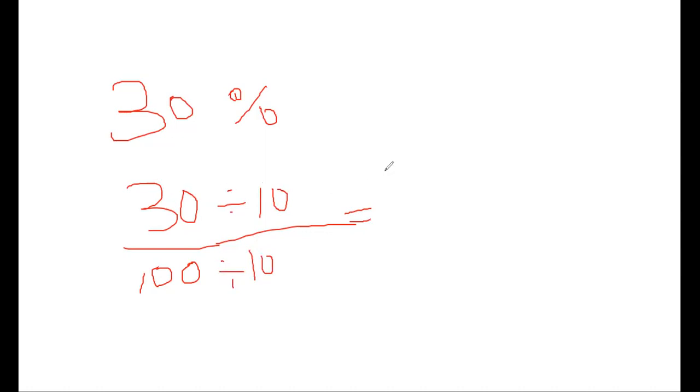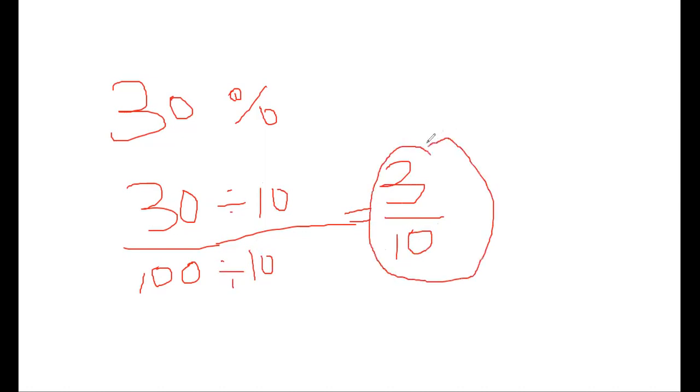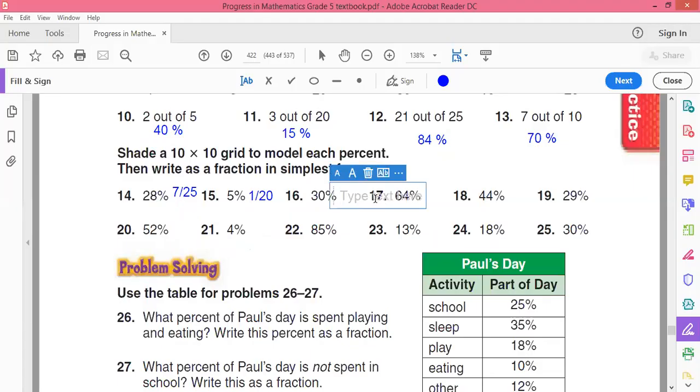30 divided by 10 is 3. 100 divided by 10 is what? 10. Now check 3 over 10. Is there any number to divide or simplify 3 and 10? No. So you can say that 3 over 10. Okay, 30% is 3 out of 10. Right here, 3 over 10.